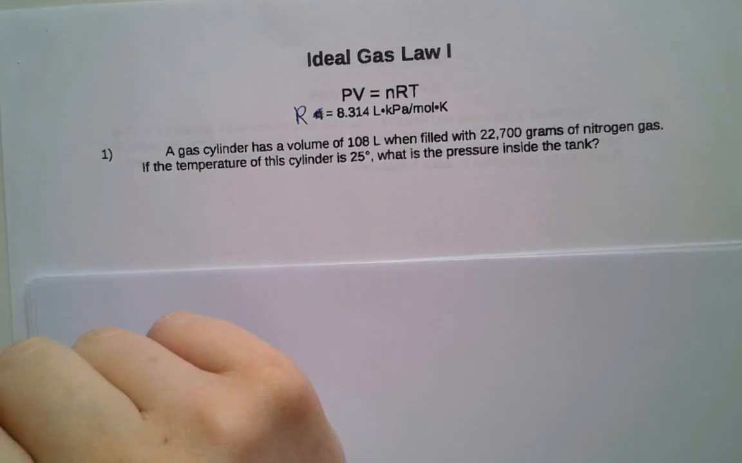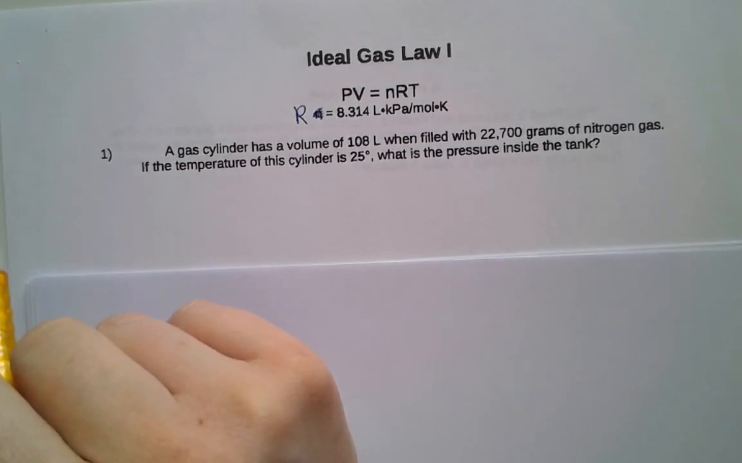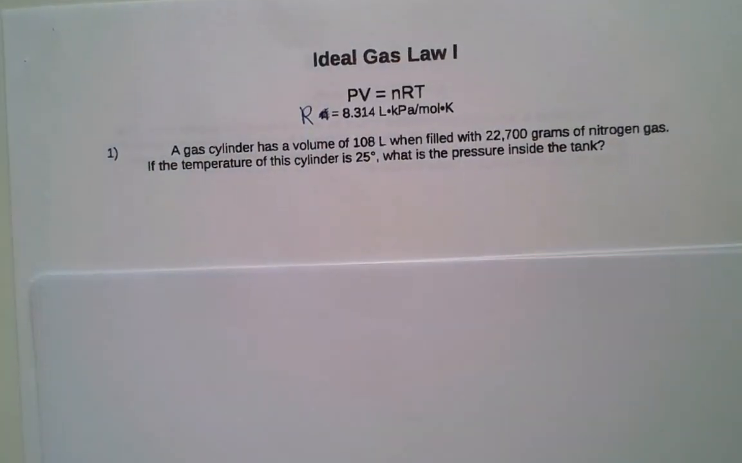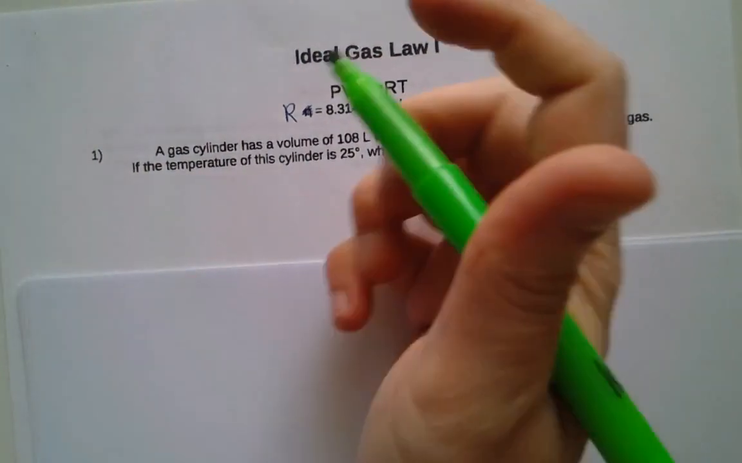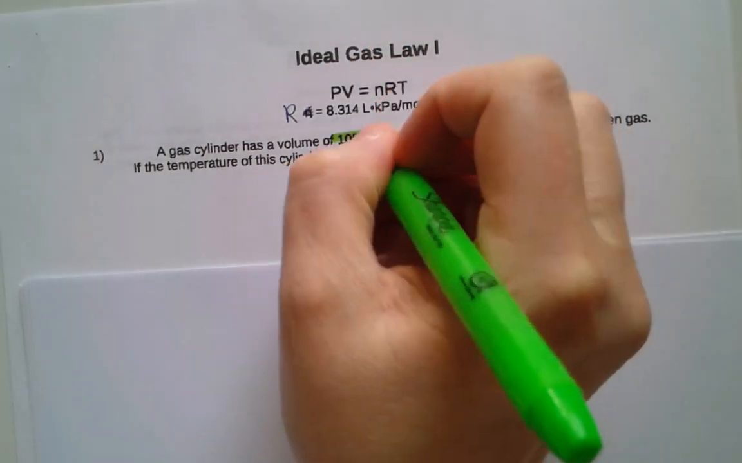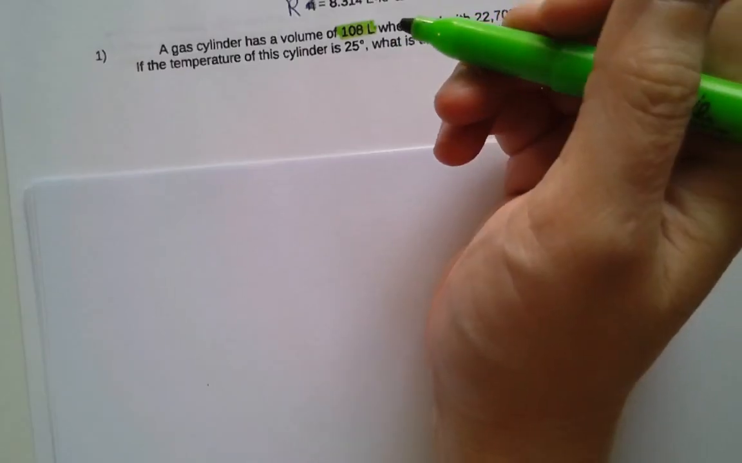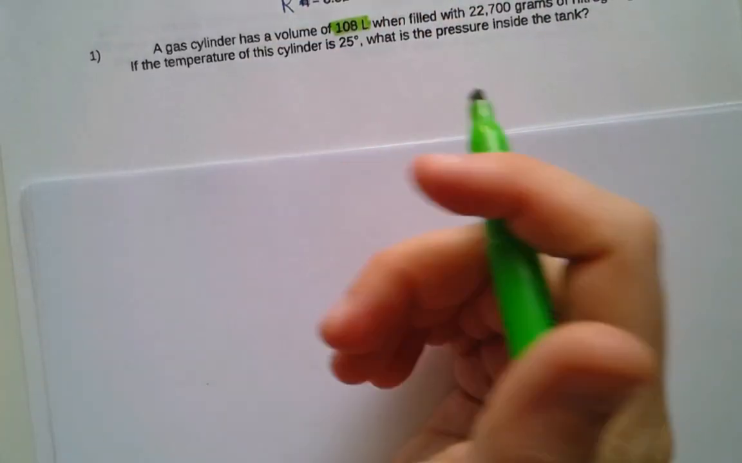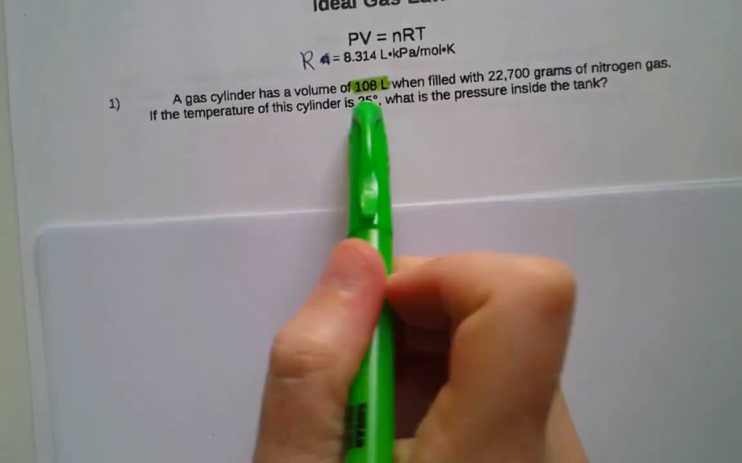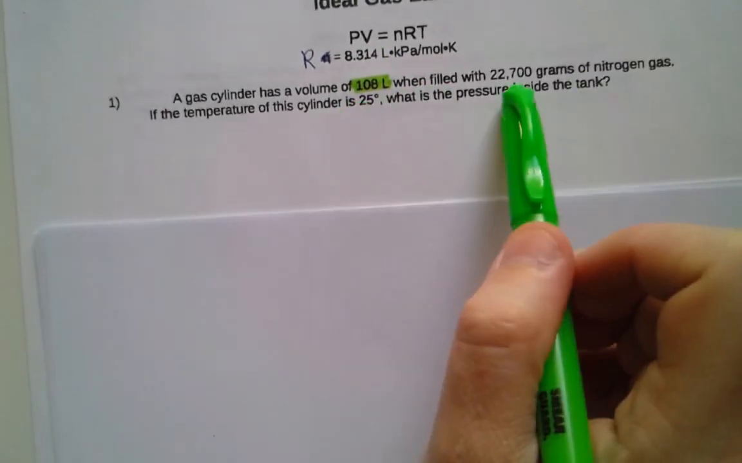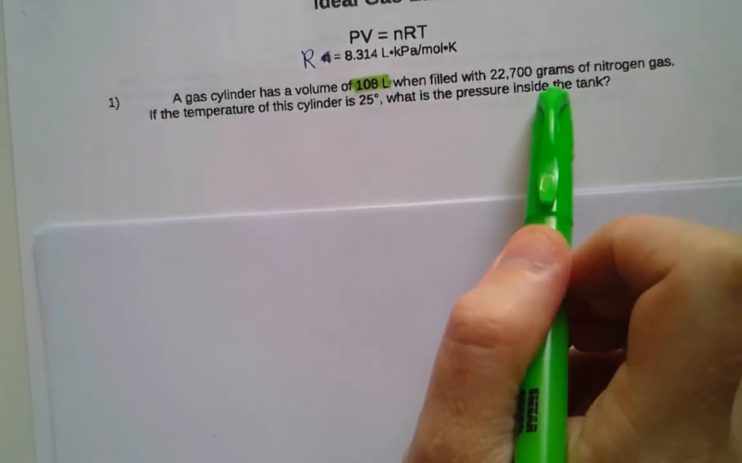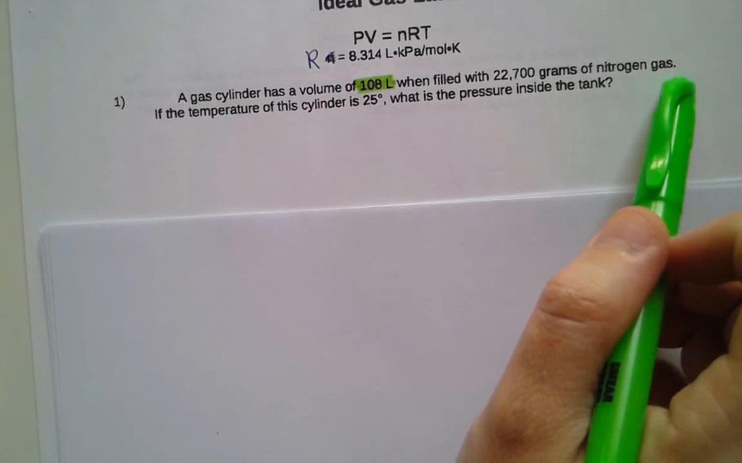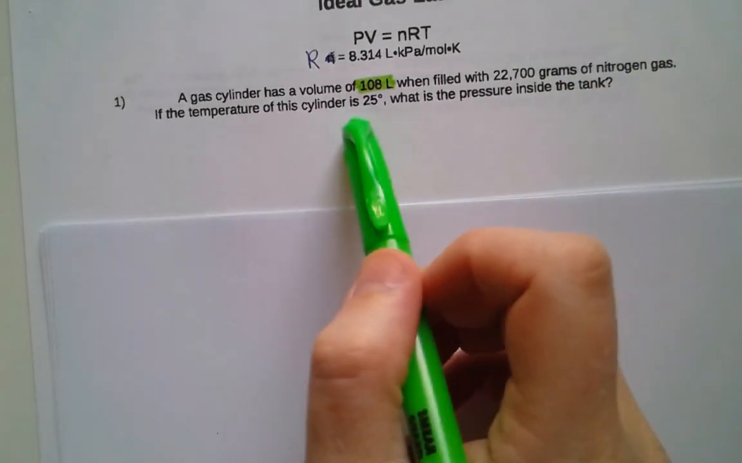Okay. Off we go. Let's do this. We got a gas cylinder with a volume of 108 liters. A lot of this is going to look real similar. You're going to do your setup just like you always have. You know what? I should read your question before I start that. Okay. Gas cylinder has a volume of 108 liters when it's filled with 22,700 grams of nitrogen gas. If the temperature of the cylinder is 25 degrees Celsius, what is the pressure inside the tank?